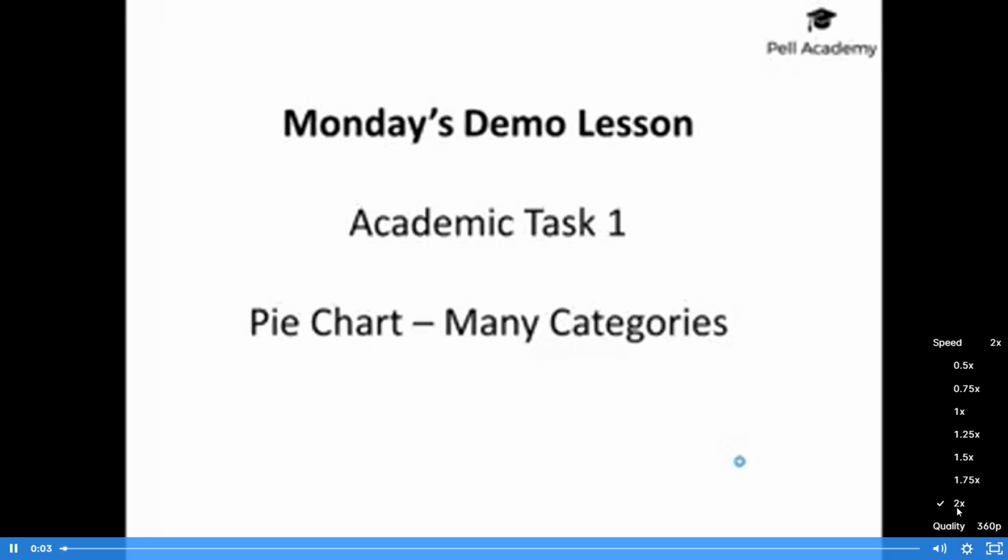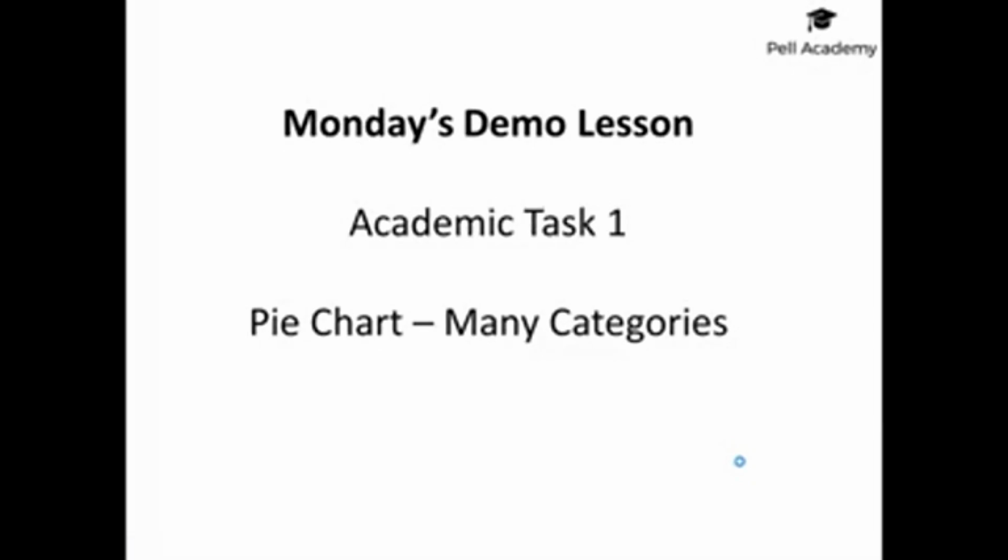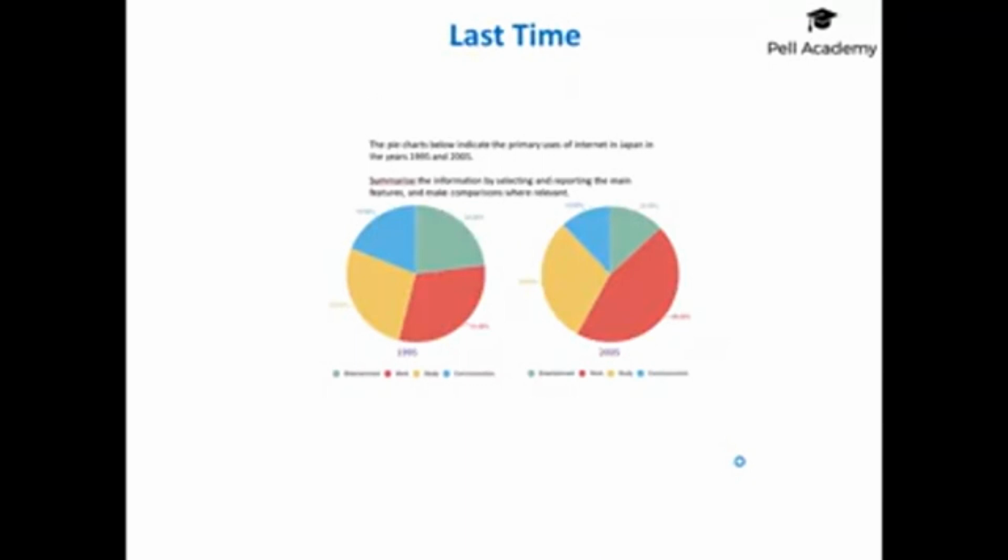Okay, guys. So another lesson for academic students, and this week we have another pie chart question. But the difference being is that we're looking at a pie chart with many categories. So just a reminder, the last time that we did a pie chart lesson, this was the question we had. So we just had 4 categories, and if you remember, I was showing you how to flesh out your details paragraphs when there was only going to be 2 paragraphs being discussed in each one.